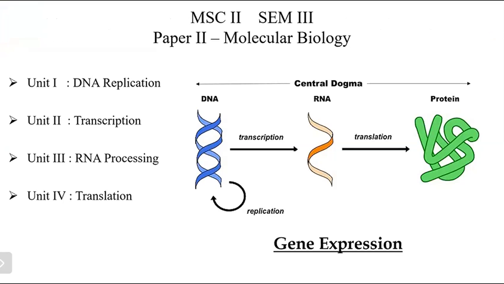Now, if you look closely at this diagram, your unit 1 is there. DNA to DNA is replication. Then unit 2 is transcription, that is from DNA to RNA, and unit 4 is there, that is from RNA to protein. Now unit 3 is not there, that is RNA processing. We'll see it later.